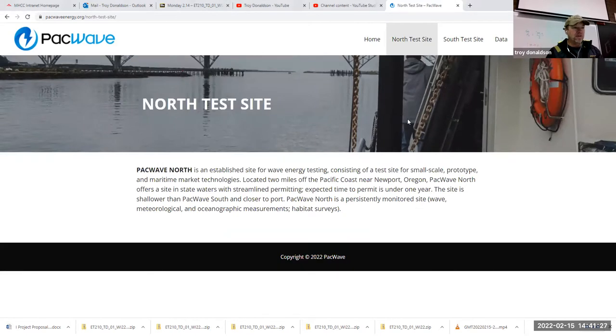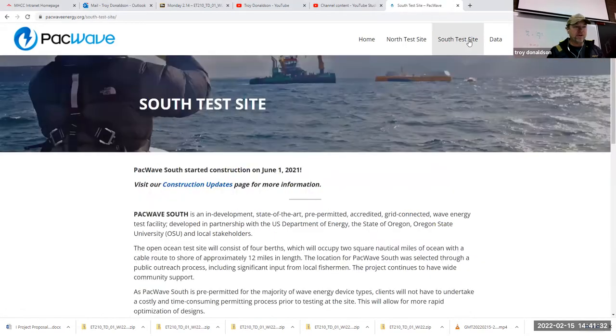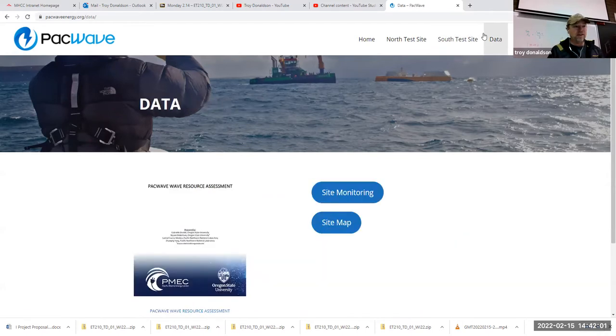They don't have much information in here about the north site and the south site, but they just got a pretty good influx of resources into Oregon State University, which already has a significant wave lab and a wave program, but mostly focused on tsunamis and tsunami survival. But now they're starting to branch out into wave energy. So super, super exciting. We'll be able to see the live data here at the data site.